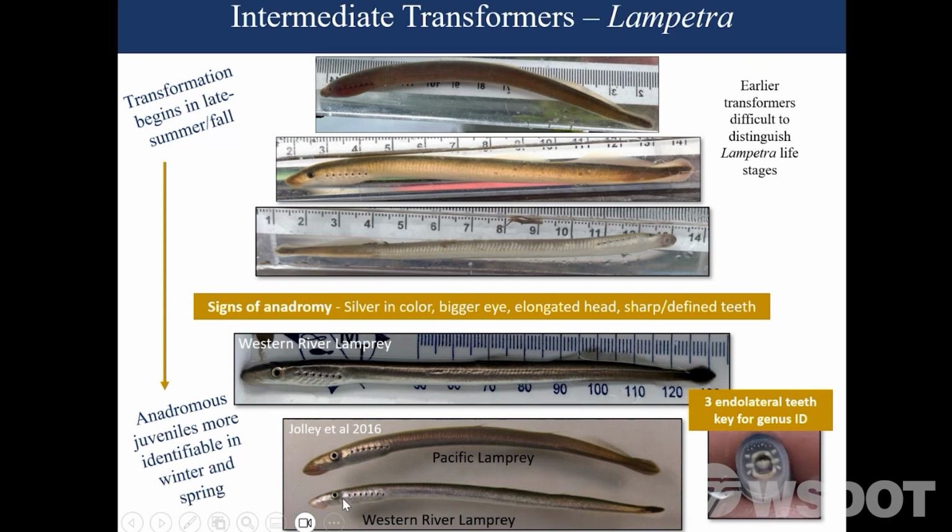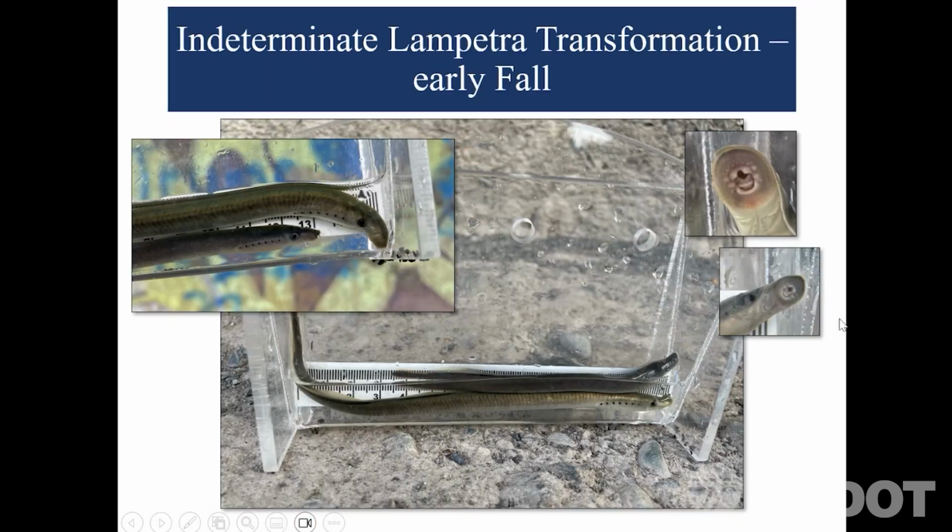So this is the Western River lamprey. And they have a larger eye, kind of elongated head. They're just going to look very different from the adult Western Brook lamprey. And that silver color is going to be really a defining characteristic. And then again, for ID, you can use the teeth to compare them to Pacific lamprey.